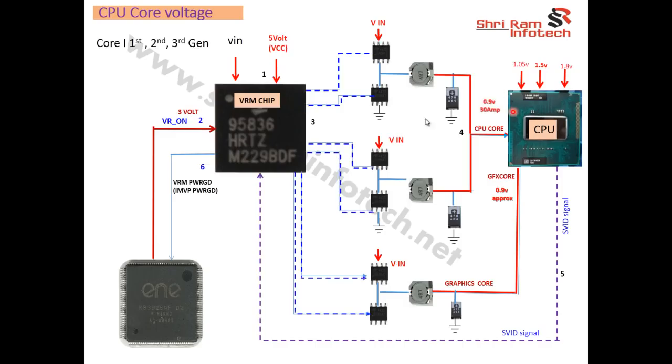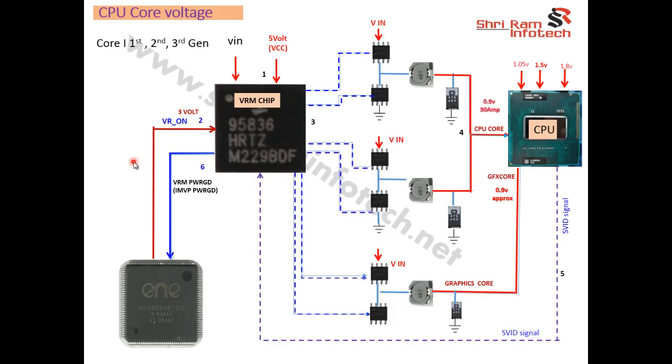Once this voltage gets stabilized, the CPU core and graphics core are stabilized, which is supposed to be approximately 0.9 volt, or 0.8, or 1 volt also. Okay, so once this voltage gets stabilized, then it sends out one signal that is called the VRM power good, which is 3 volt, and in this way the VRM core voltage is working.